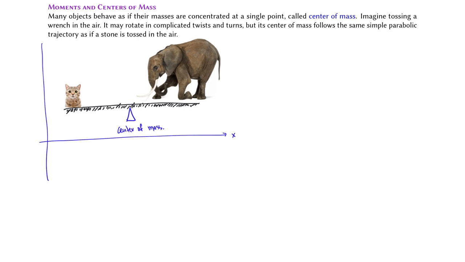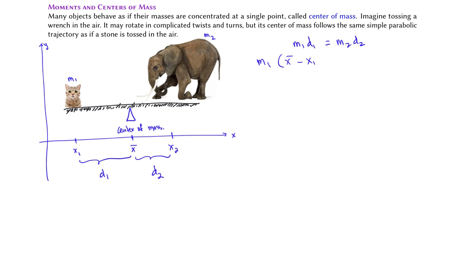To do this, we set up the coordinate system. The center of mass is called x bar. x1 and x2 are the locations of the cat and the elephant. d1 and d2 are their corresponding distances to the center of mass, and m1 and m2 are their corresponding masses. It must be true that m1 times d1 equals m2 times d2, but d1 is the directed distance x bar minus x1, and d2 is the directed distance x2 minus x bar.